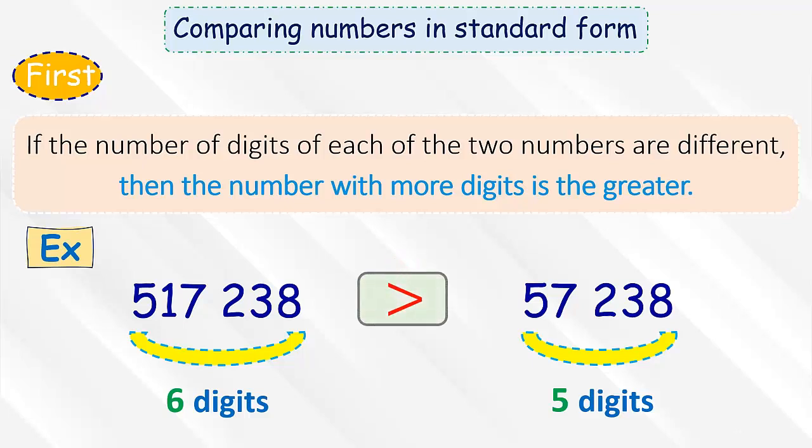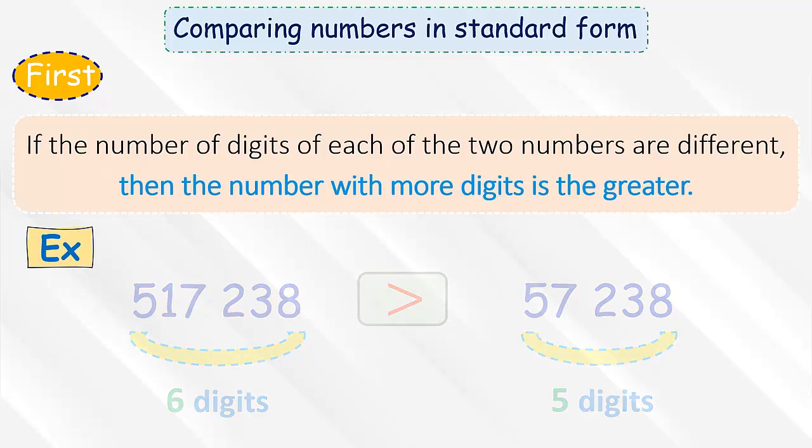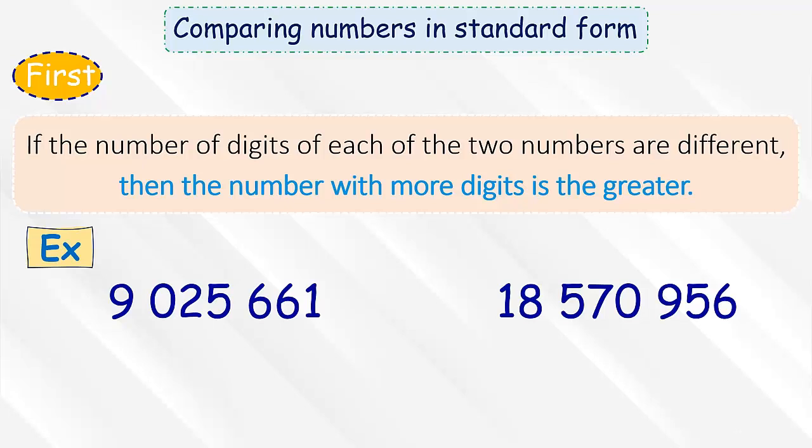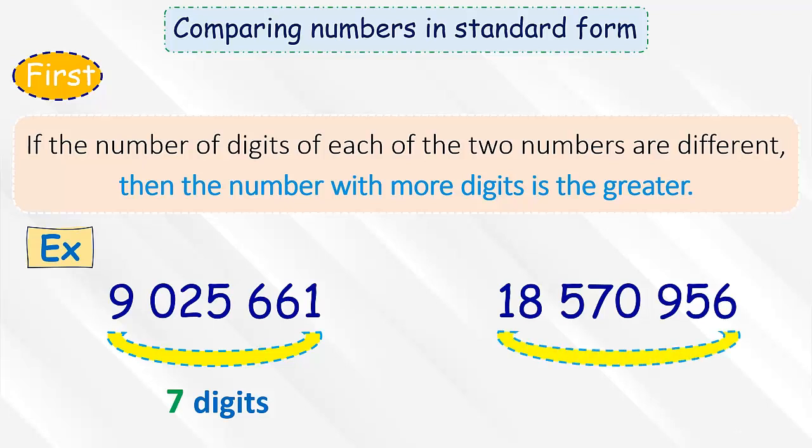Let us see another example of this same situation. In the same way, if we want to compare the two numbers that appear before you, we will find that the first number consists of 7 digits, while the second number consists of 8 digits. Therefore, we can say that the second number, which is 18,570,956, is greater than the number 9,025,661.